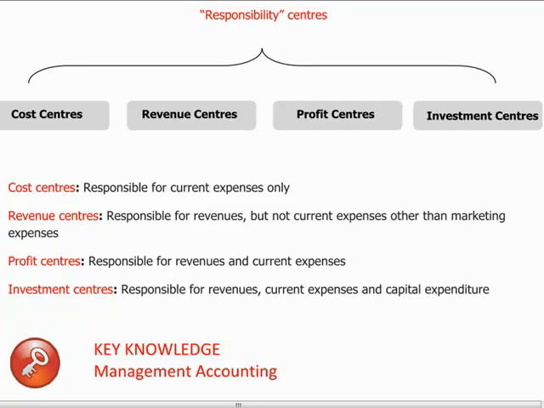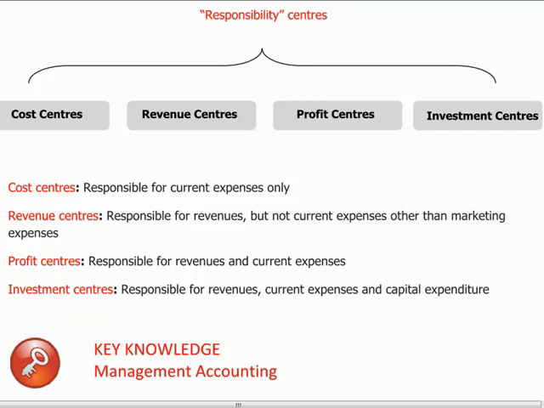If we turn our attention to revenue centers, we could have activities in a company, for example, a sales activity, where the generation of revenues becomes the main driving force. And therefore, as a revenue center, we would say that the manager there has targets to generate revenues, but not to control current expenses other than marketing expenses that relate directly to the sales efforts.